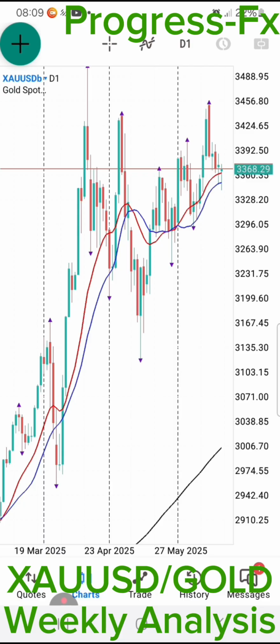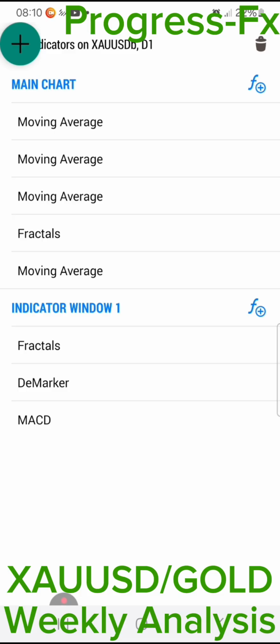Alright, this is the weekly analysis on gold. As you can see on the screen, I use indicators to trade. Most importantly are the moving averages and fractals. So in case you are wondering about the settings I use, I use 220 moving averages and other moving averages. Here are the settings.